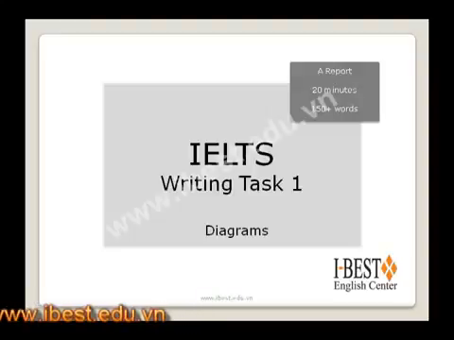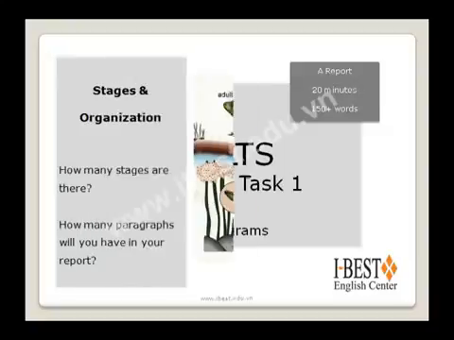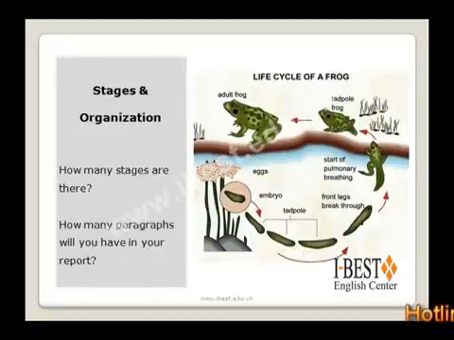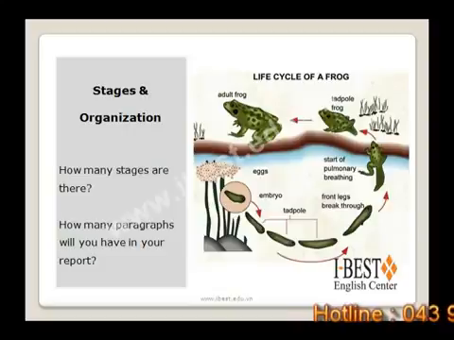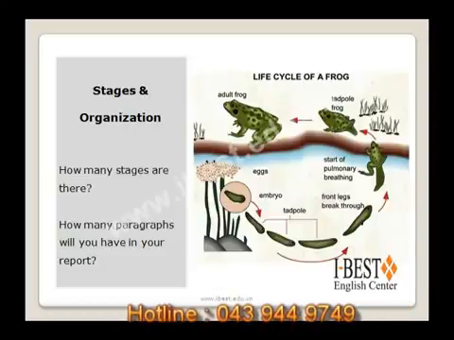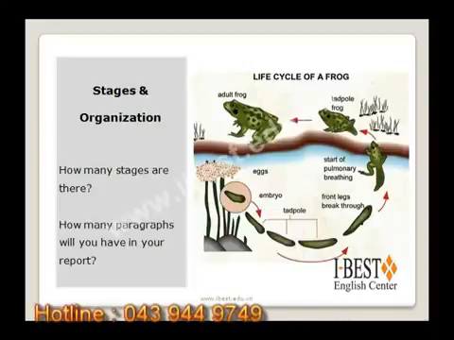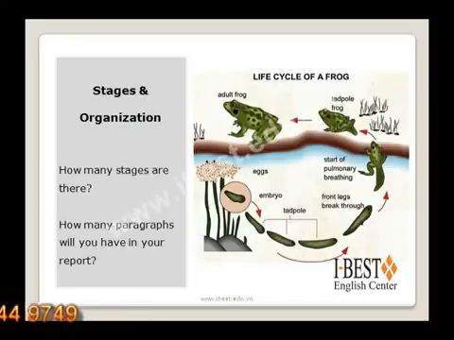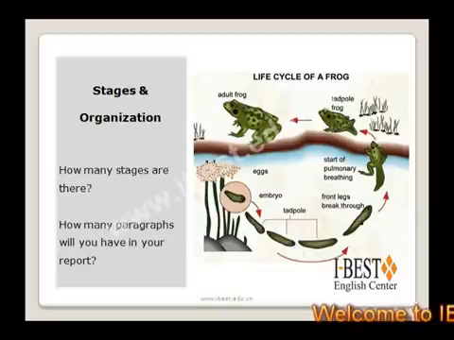So, what do we need to do if we've got diagrams for Task 1? Let's take a look. So, how do we begin studying diagrams? Well, one of the most important things to begin with is to analyse your diagram. The two key points that you need to think about are stages and organisation. So there are two questions to ask. How many stages are there? And how many paragraphs will you have in your report? Look at the diagram on the page and decide the answers that you have for these questions.